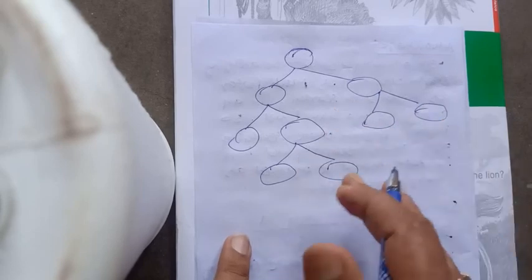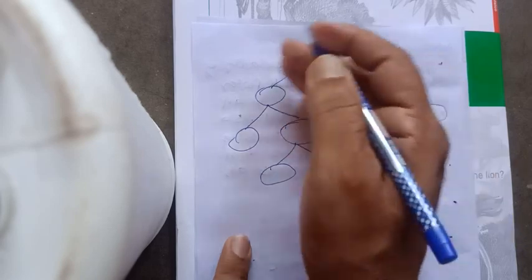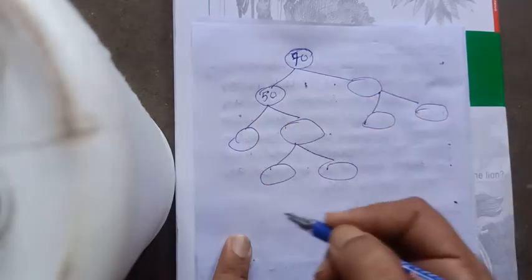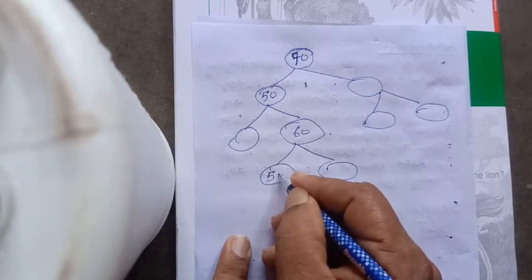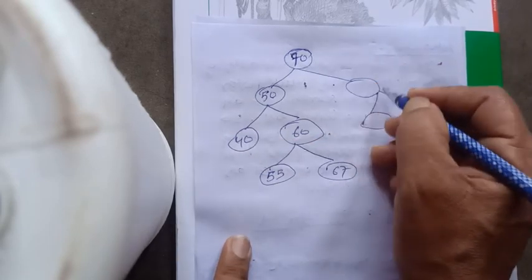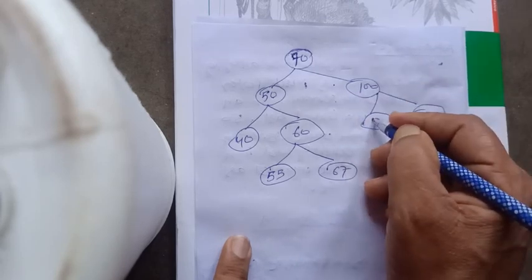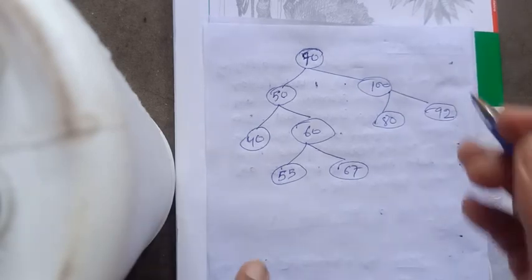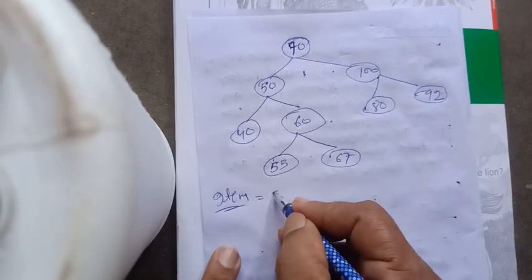Now suppose the data present in the root node is 70. Then all the nodes in the left subtree must have values less than 70. So let's say they are 50, 60, 55, 67, and this one is 40. And data present over here in the right subtree must be greater than 70. Let's say it is 100, and it is 80 and 92. Okay. Now let us assume that the item that we want to search is 55.